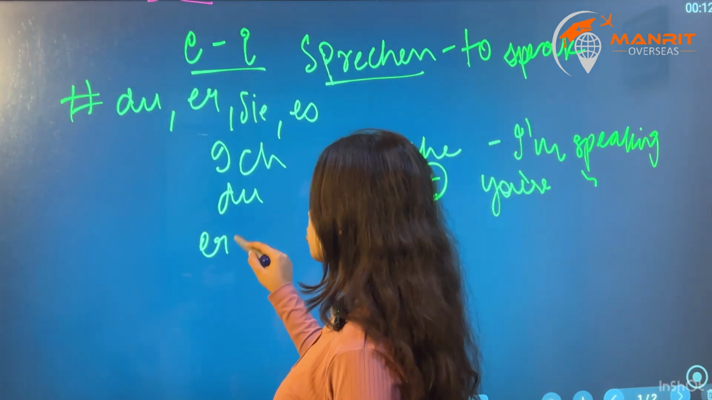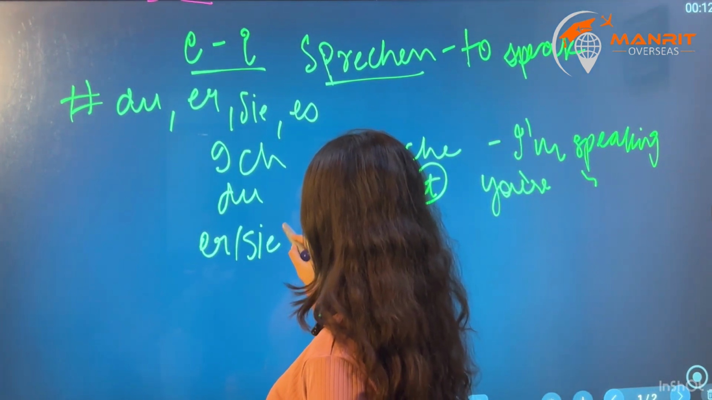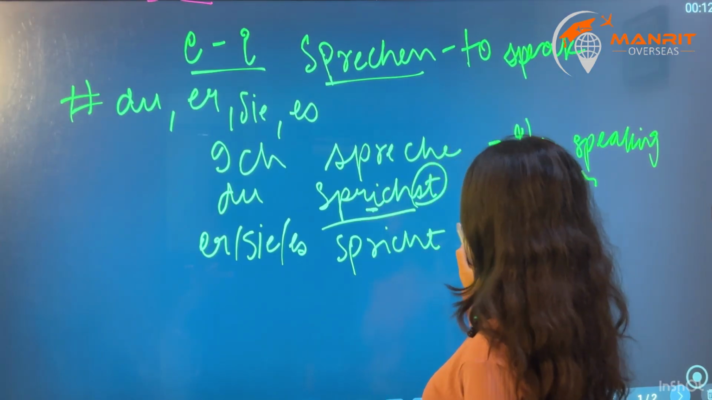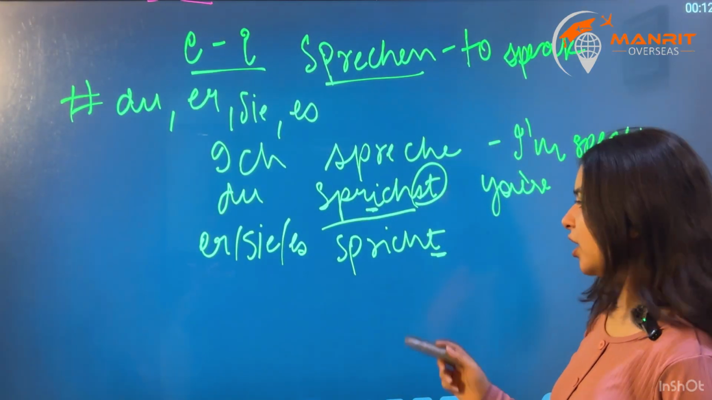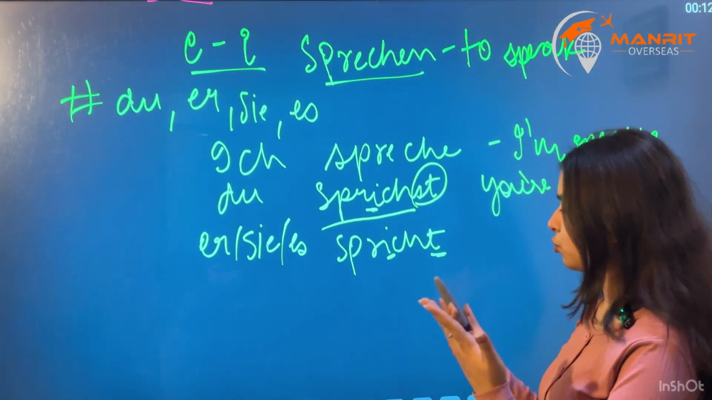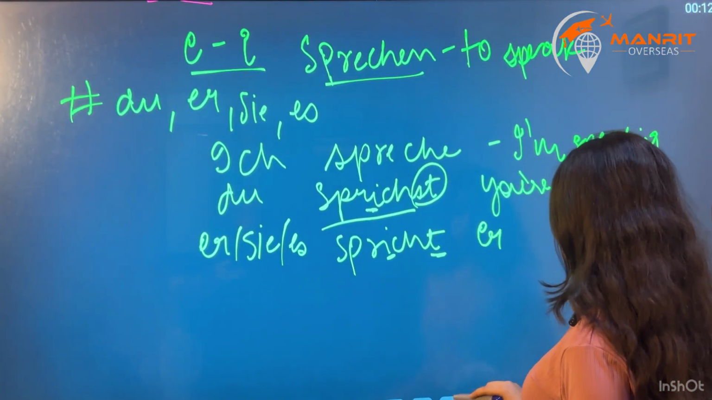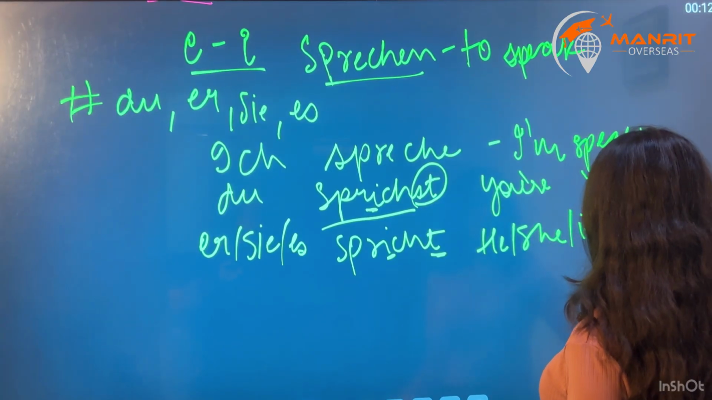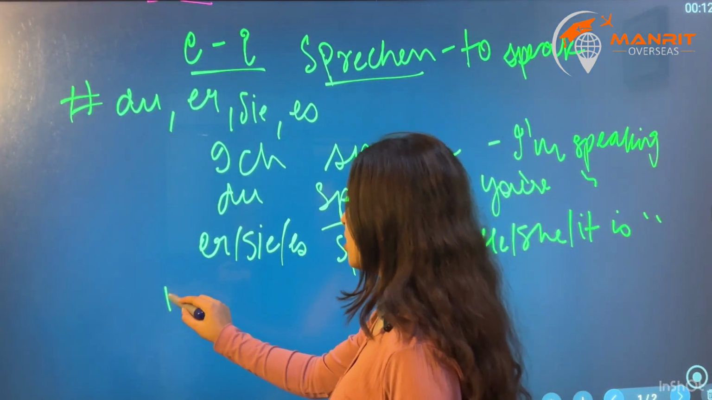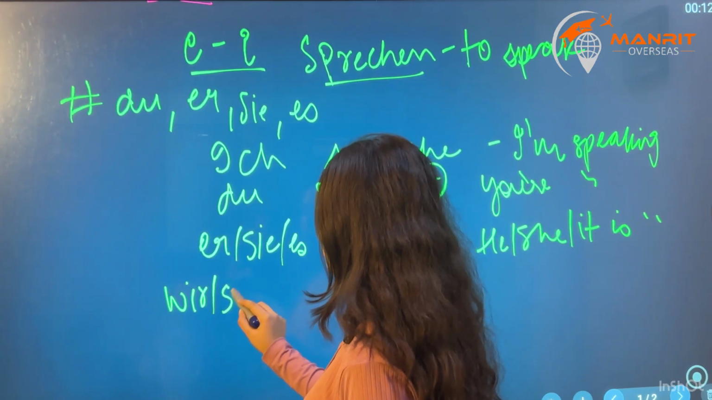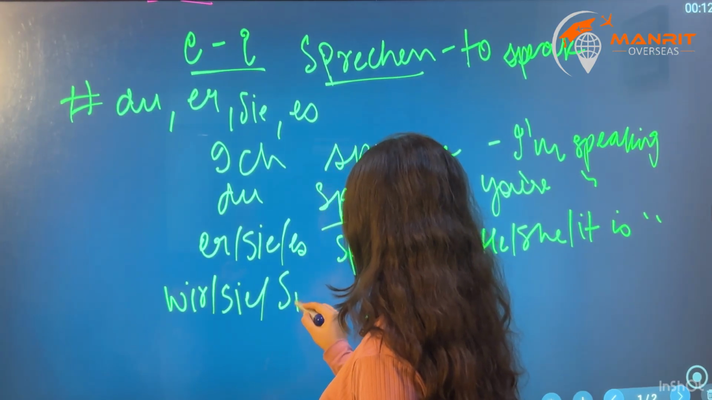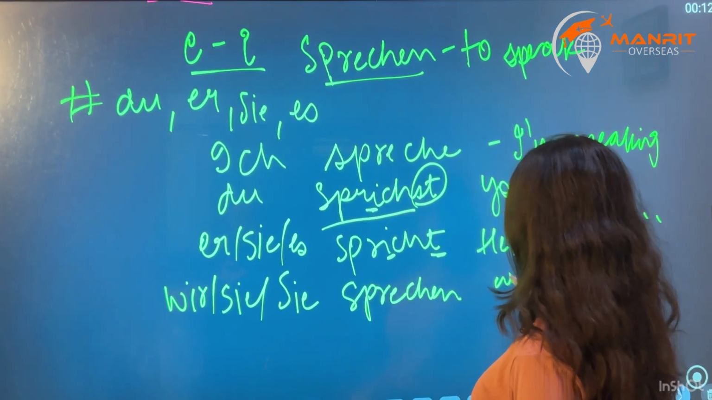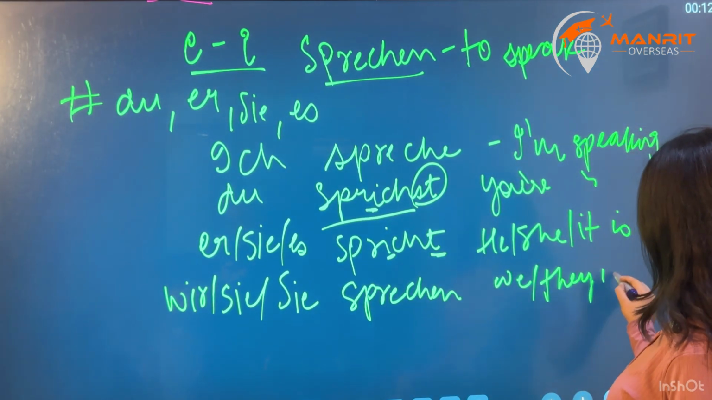With er, sie, es also we have to change e to i. So it will be er spricht. I have changed the ending to t and e is changed to i according to the rule, and it will mean he, she or it is speaking. With wir, sie, Sie, I told you it goes with the infinitive ending. You don't need to change anything from the original form of the verb. So it will be the original verb sprechen, and it means we, they or you are speaking.